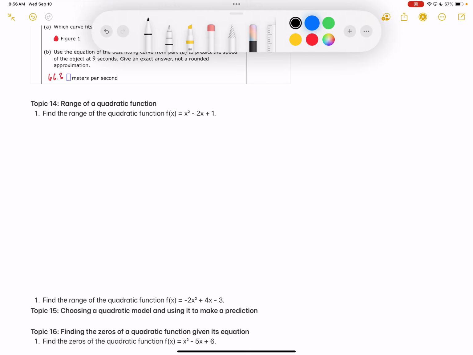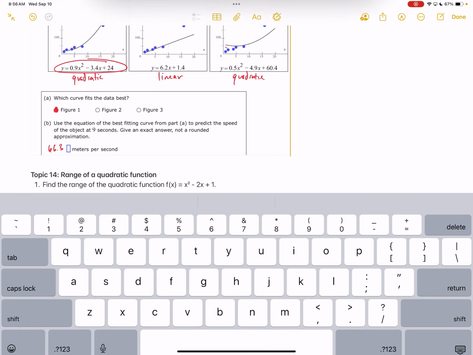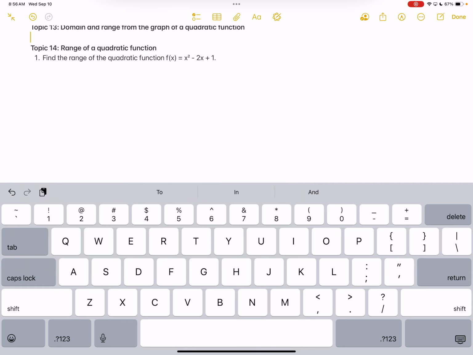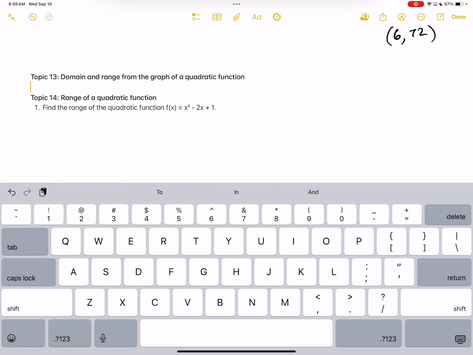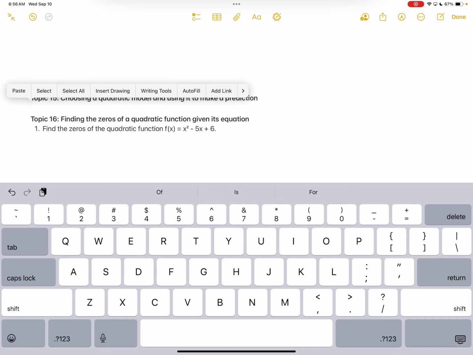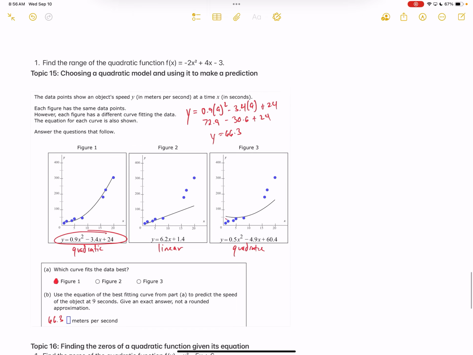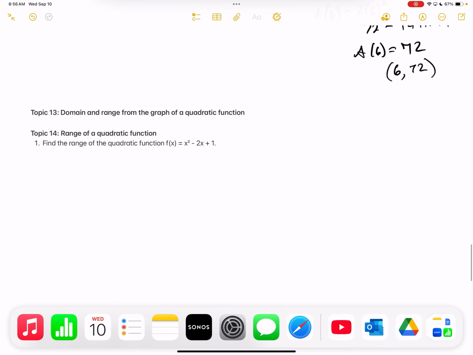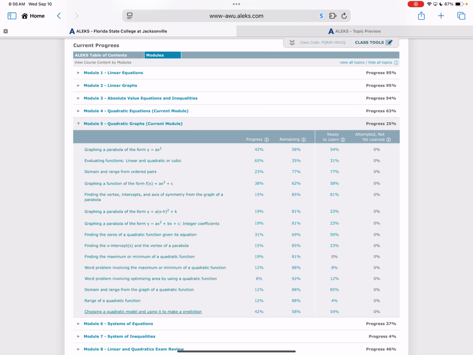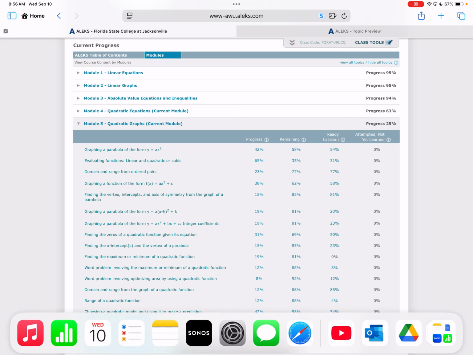We got 3 left. Oh wait, I put that in the wrong spot. We already did domain and range of a quadratic, didn't we? Yes, sir. Why do I got that one on here twice? Yeah, I don't need to do that one. I already did that one.